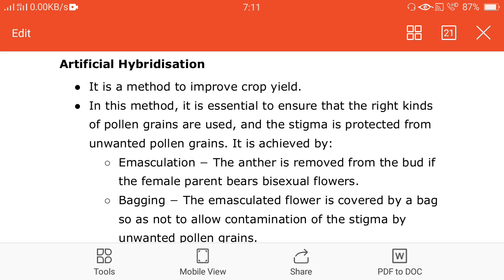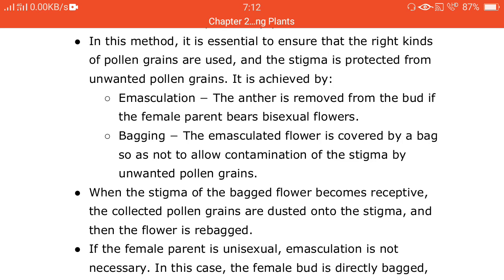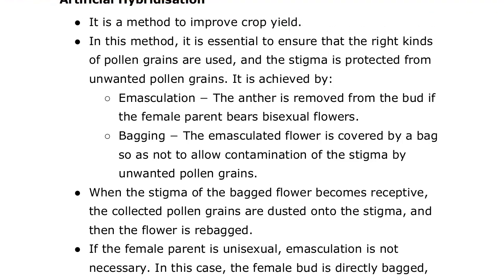Artificial hybridization is a method to improve crop yield. In this method, it is essential to ensure that the right kinds of pollen grains are used and the stigma is protected from unwanted pollen grains. It is achieved by two steps. First is emasculation. Emasculation means the removal of male part.